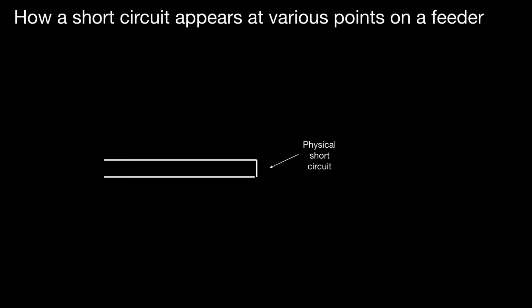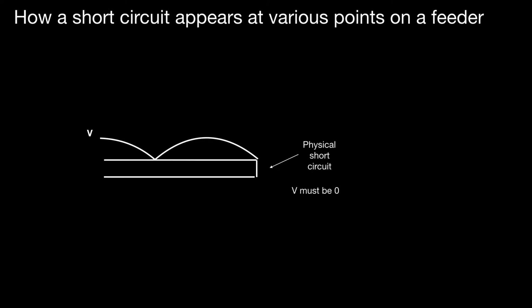Now the worst types of mismatch would be either an open circuit feeder or a short circuit feeder. And let's see how a short circuit appears at various points on a feeder. Remember that we are now looking at transmission lines, and so we acknowledge the fact that the voltage isn't the same at any point when we measure along the feeder. So there's a feeder, and here is the physical short circuit applied.